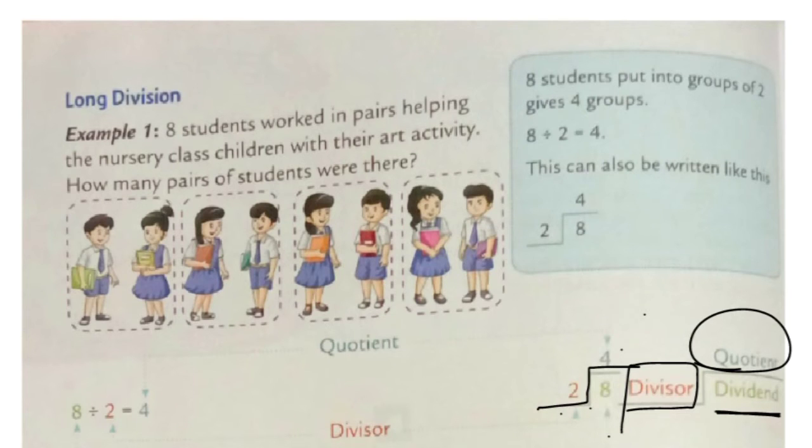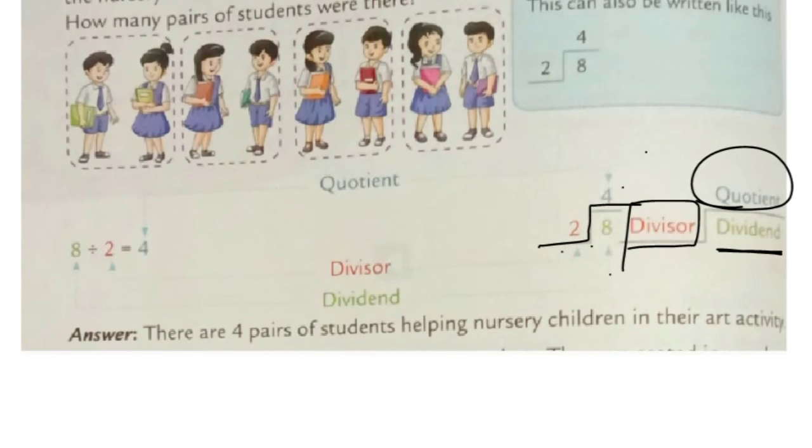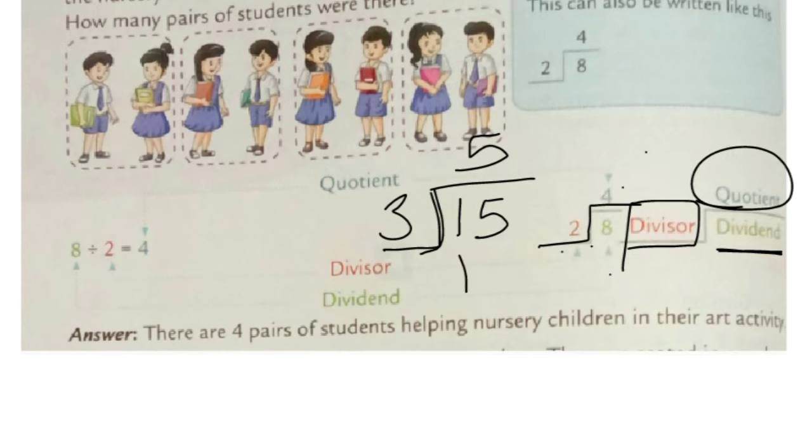I'll show you one more example, like 15 divided by 3. How many times does 15 come in the table of 3? 5 times. So this 5 will come at the top. 3 5s are 15. And this way we will subtract here. In long division we have to follow all the rules, so we need to subtract. 3 5s are 15, and 15 minus 15 will become 0. So this type of division is known as long division. Now let's move to the next topic.